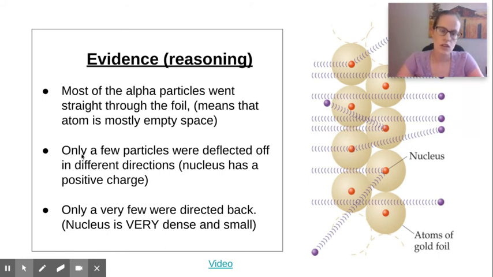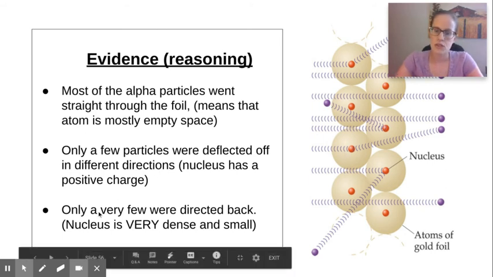He also saw that only a few of those particles were deflected off in different directions, like this one that came in and then went off at an angle. That means that the nucleus has a positive charge. And really, when you do your reasoning, you would do more than that. It means that nucleus has a positive charge because the alpha particle has a positive charge and the alpha particle is deflected by the nucleus. So those particles must have the same charge. They're both positive.